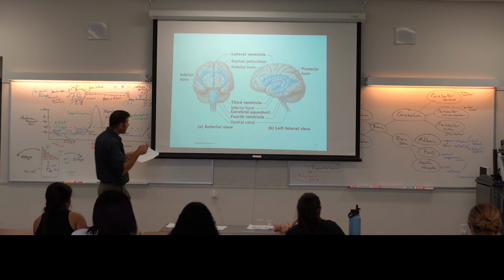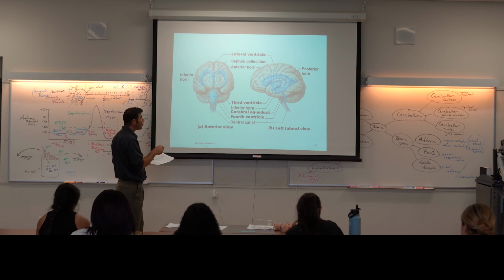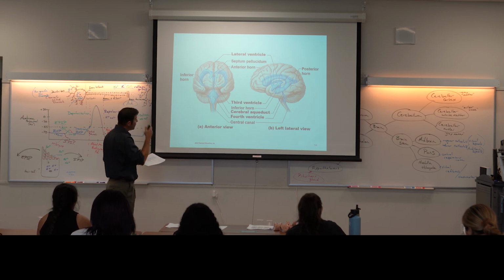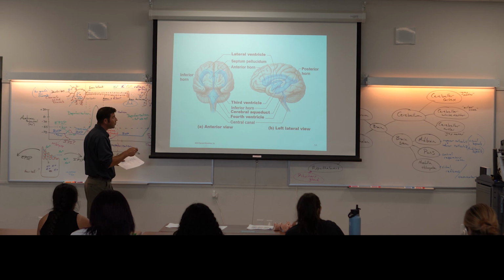Here we are looking directly at the brain. We can see that each cerebral hemisphere has its own lateral ventricle. These lateral ventricles are rather large, and they're kind of C-shaped. You can see how they stretch out all along each cerebral hemisphere. Notice how both of those lateral ventricles are going to drain into this structure called the third ventricle.